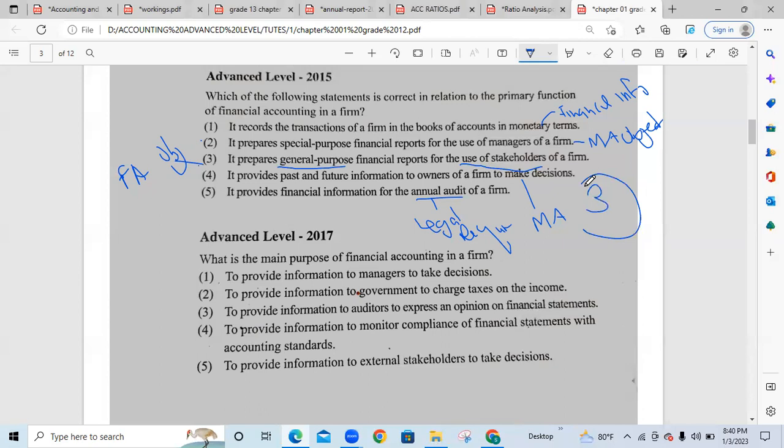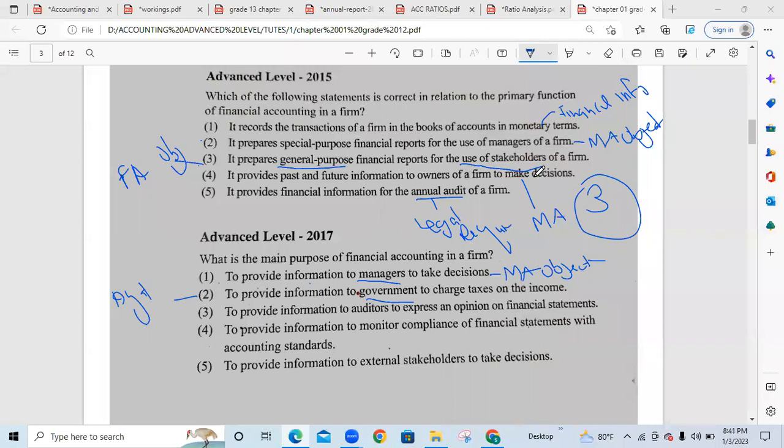Next question. What is the main purpose of financial accounting in a firm? Again, they're asking about financial accounting. This first answer, it provides information to managers. Why is this wrong? It's management accounting, guys. Management accounting objective, because they say managers. Provide information to government. Yeah, it's a legal requirement, guys. You have to pay tax. When you earn profit, you should pay tax. It's something legal, guys. You don't like it, yes, but you should. It's not an objective. People hate it.